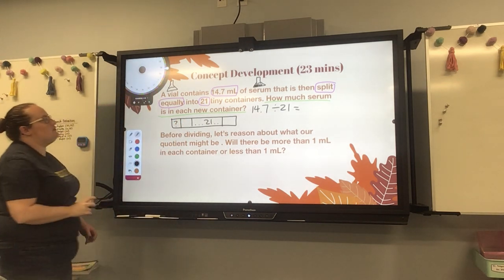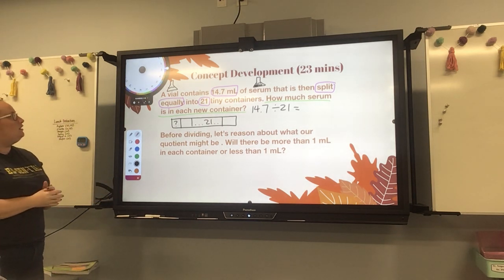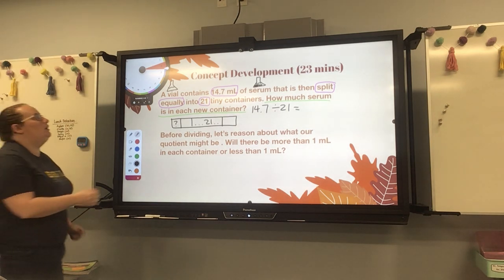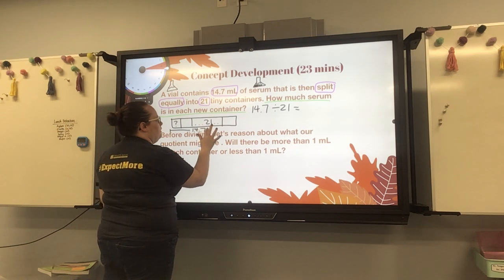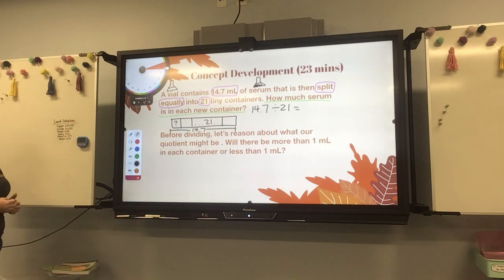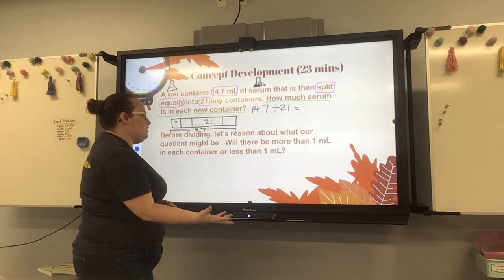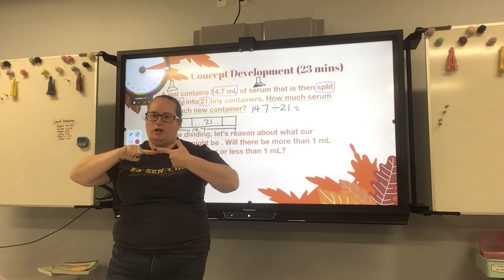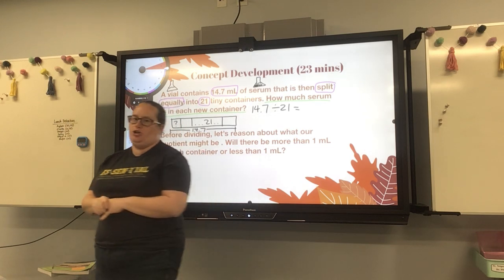So then where does the 14.7 go? Very good. It goes down at the bottom. It is my total. Okay, now let's look at the question. It says before dividing, let's reason about what our quotient might be. Will it be more than 1 in each container or less than 1? I want you to turn and talk to your partner. Think about it for a couple seconds and then turn and talk to your partner.